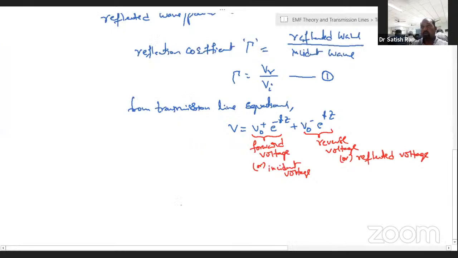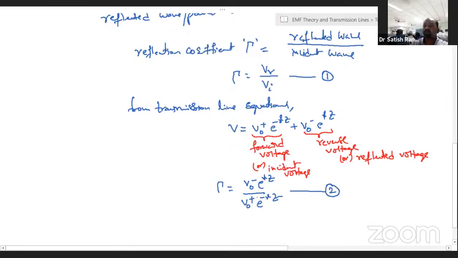So therefore, the reflection coefficient capital gamma is equal to reflected voltage V naught minus e power gamma divided by V naught plus e power minus gamma, and let us say this is equation 2, right?